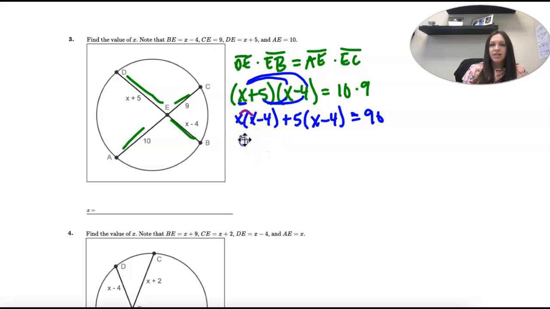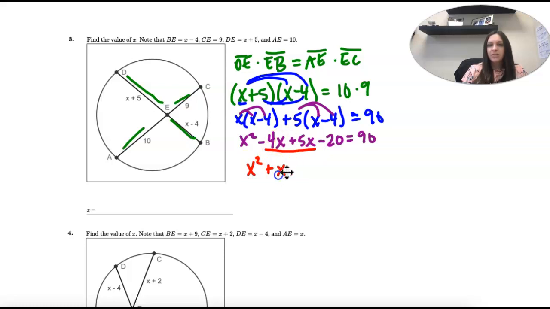So x times x is x squared. x times negative 4 is negative 4x, plus 5x minus 20 equals 90. Combine like terms right here in the middle. You get x squared plus 1x, I'm just going to write x, because negative 4 plus 5 is 1, minus 20 equals 90.